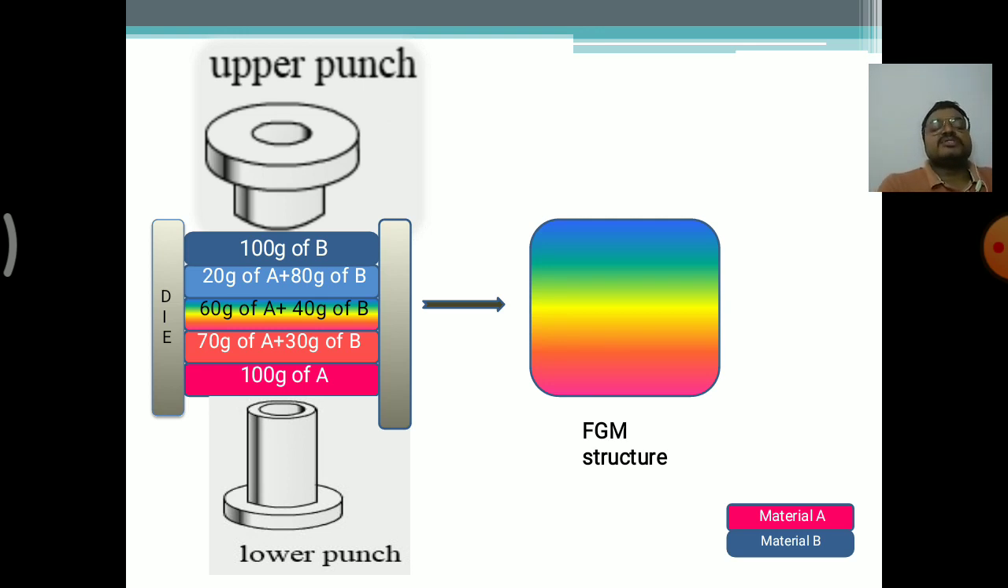In any FGMs, the structure can be defined as follows. In the right side bottom corner, we are seeing the colors of the addition, that is material A and material B. Material A is in the pink color, and material B is in the mild gray, that is darkish blue color. On the right side we are seeing the FGM structure, in which many types of layers have been added, which we see with the different color combinations.